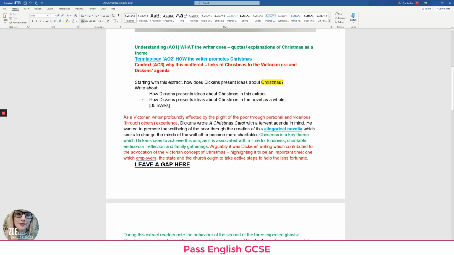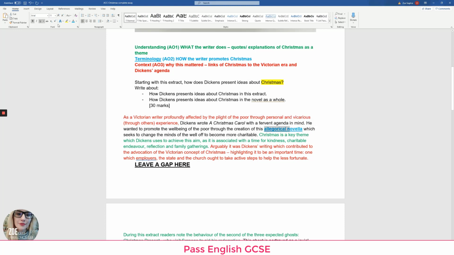So I've written, "As a Victorian writer profoundly affected," so profoundly means deeply, "affected by the plight of the poor through personal and vicarious," that means experience through others, "Dickens wrote A Christmas Carol with a keen, fervent agenda in mind. He wanted to promote the well-being of the poor through the creation of this allegorical novella, which seeks to change the minds of the well-off to become more charitable." And you're going to say to me, where's Christmas? I'm getting there. Christmas is a key theme.